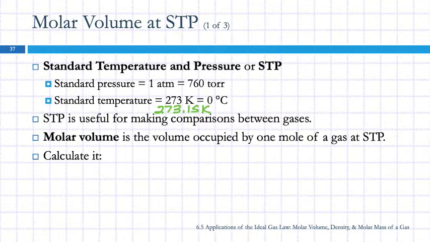So that's STP. And we use that to make comparisons between gases because there are those 4 parameters that can change, right? And so things could get really wacky. It's hard to compare which one is more. So STP is useful. So the molar volume is the volume of 1 mole of gas at STP. So we could calculate that. So volume is going to be nRT over P.